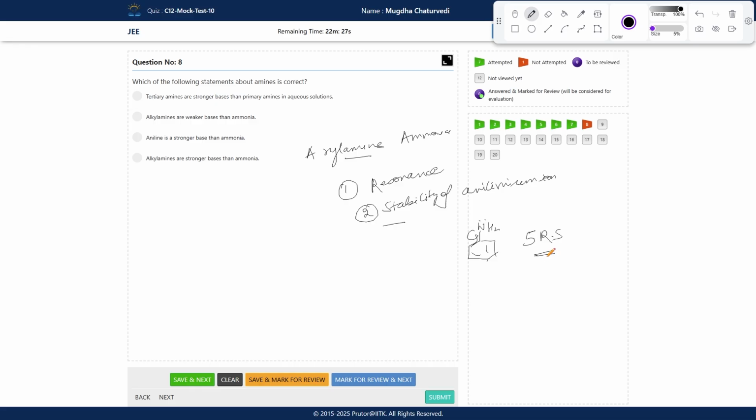Next, the stability of the anilinium ion. If this is aniline, C6H5NH2, when it accepts a proton, that is H plus, it gives us the anilinium ion, that is C6H5NH3 plus. If you look at the resonating structures of the anilinium ion, this is NH3 plus. They have only 2 resonating structures, one is this and another one is this. So the anilinium ion has only 2 resonating structures, whereas aniline has 5.